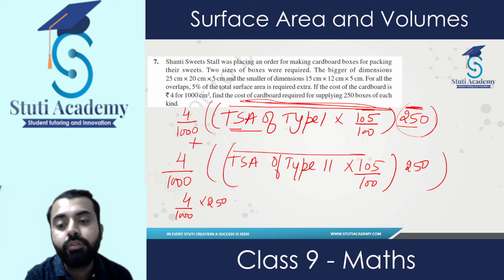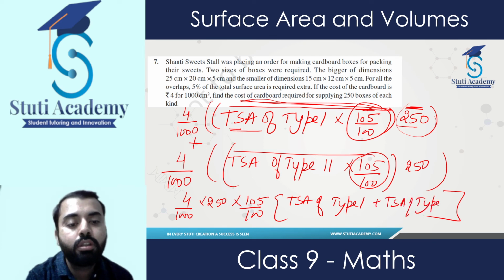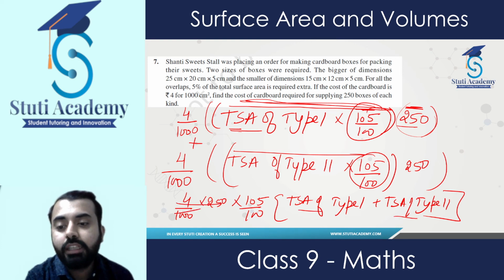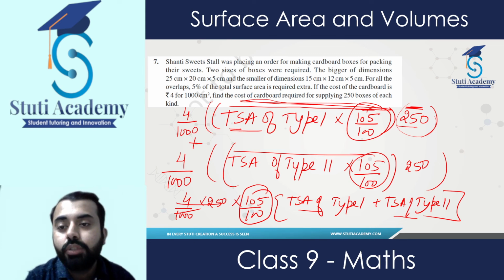Can I take this 5,000 common? Can I take this also common, because we are in multiplication as well, multiplying with 5 over 100? What I have here is just the SA of type 1 plus the SA of type 2, and these terms will cancel out themselves, then multiply by 100.